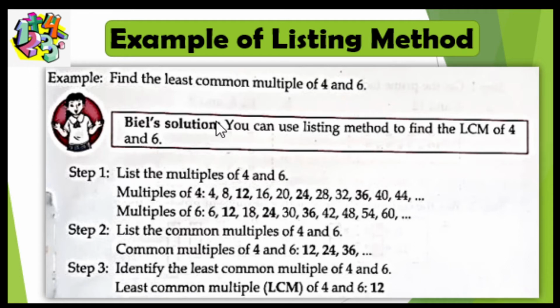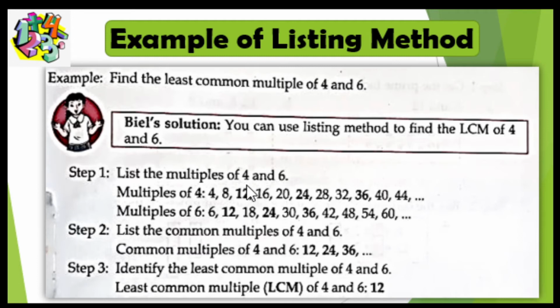Solution. You can use listing method to find the LCM of 4 and 6. Step 1. List the multiples of 4 and 6. The multiples of 4 and 6 are these. After listing all the multiples of 4 and 6, you're going to proceed to step 2. List the common multiples of 4 and 6.